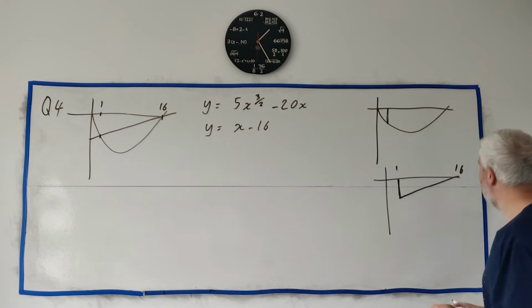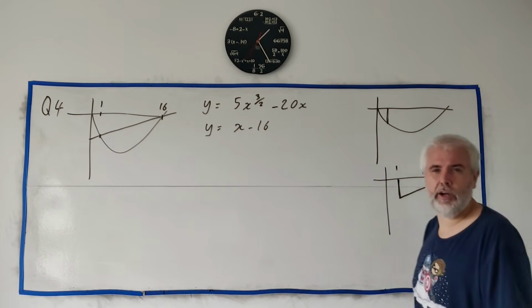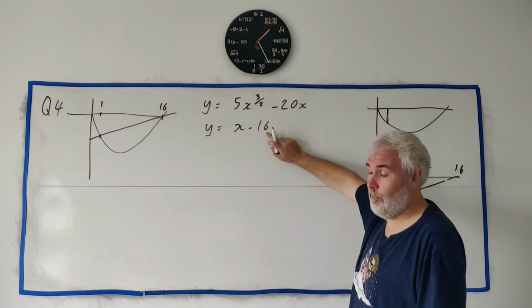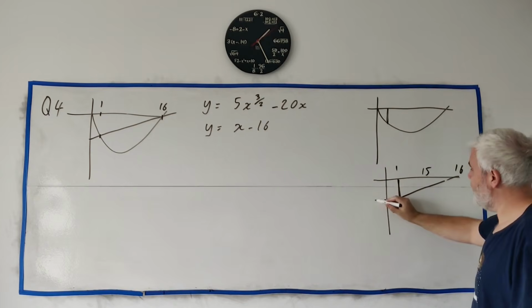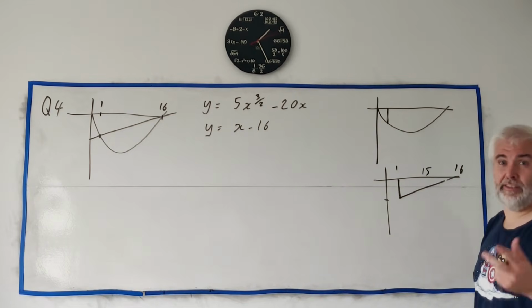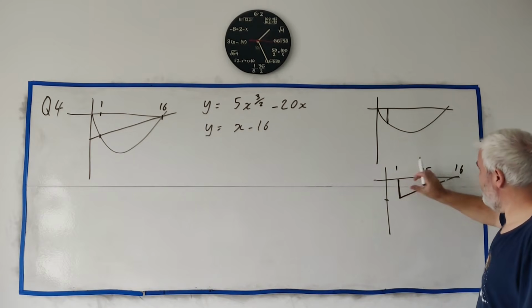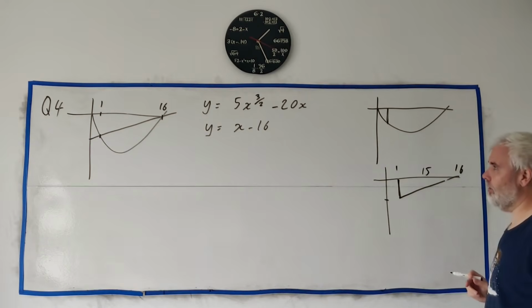That would work. The next thing you could do is just work out this triangle. It's 15 long. How could we get its height? If we put 1 into this, 1 minus 16 is minus 15. So this number down here is actually minus 15. They've not drawn this to scale. So this is actually just 15 times 15 divided by 2, I guess, is its area.